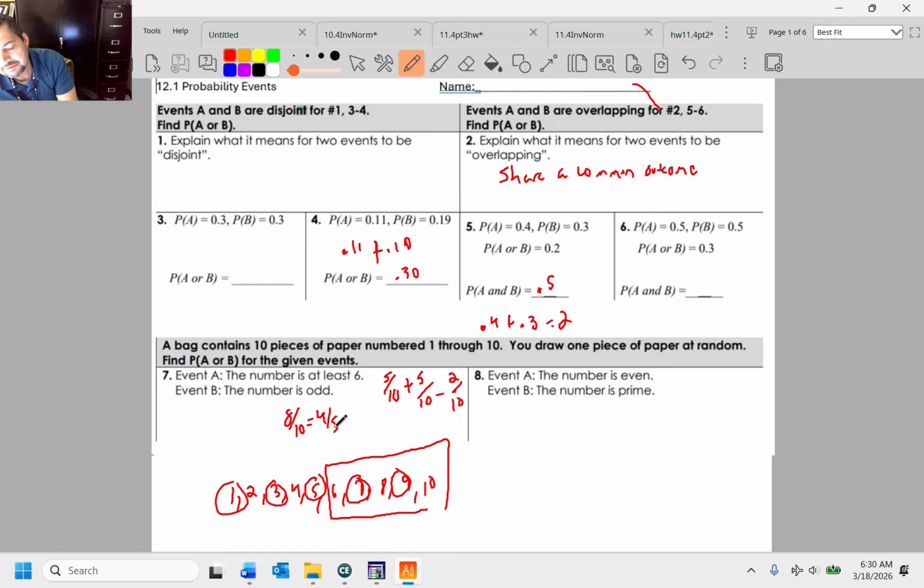So, do the same thing over here on 8. Draw out the solution space. Remember, take away the overlap.